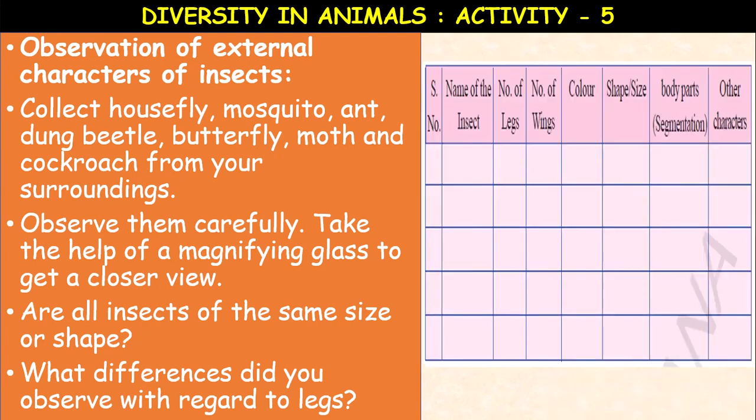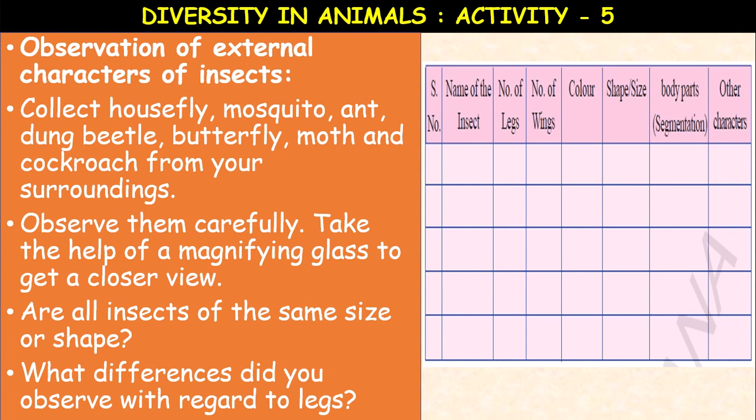Okay, so you can fill this table. Name of the insect. You can write housefly, the number of legs 6 or 3 pairs, the number of wings. Okay, 1 pair, 2 pairs, you can count. Then color, then shape, size, body parts, whether the body is single or segmented. So other characteristic features which we have observed, you can fill in the table.